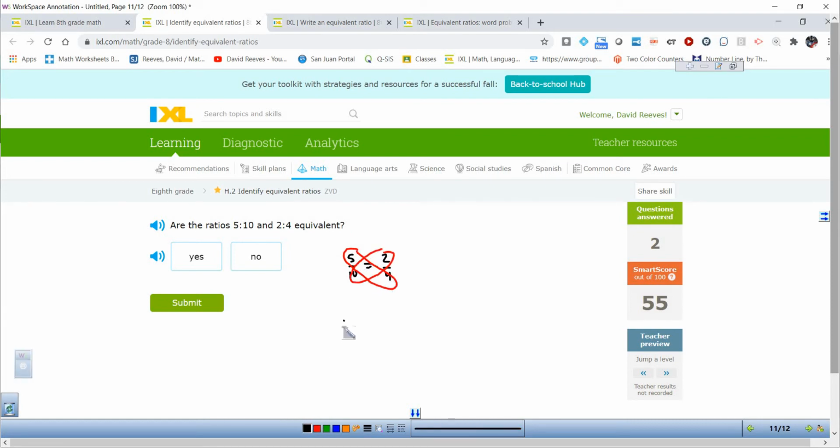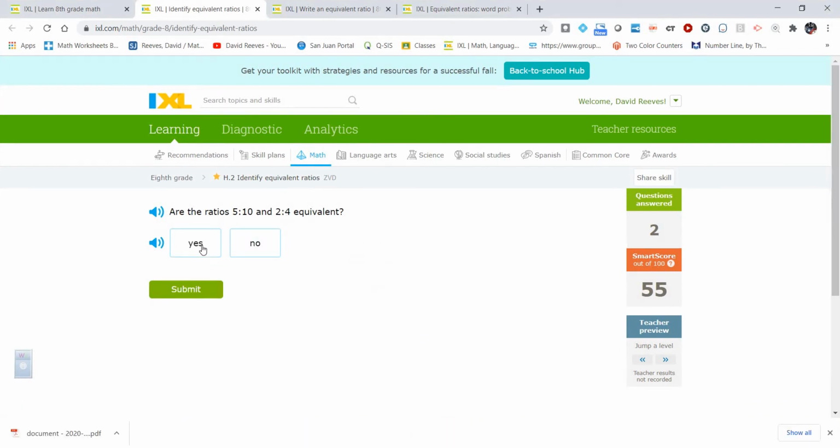And what would we get? 5 times 4 is 20, right? And 10 times 2 is 20. And that would confirm that they are actually equivalent. All right? I'm not sure if these are going to get any more difficult.